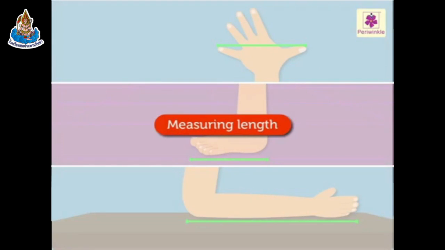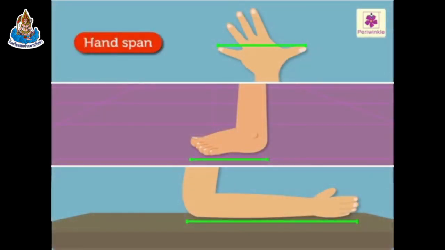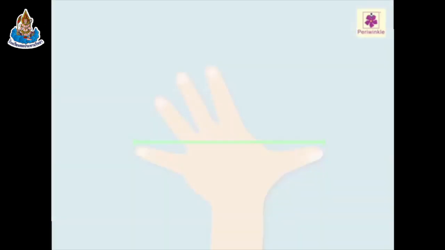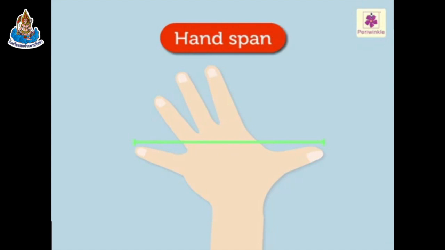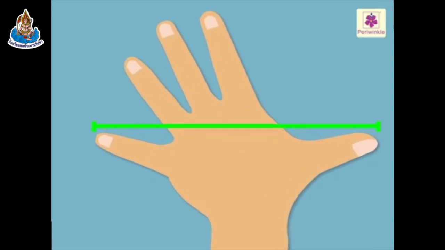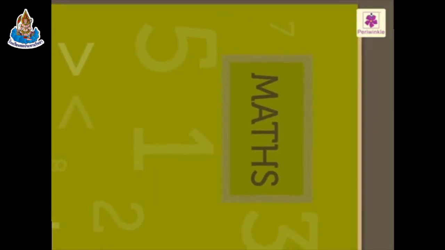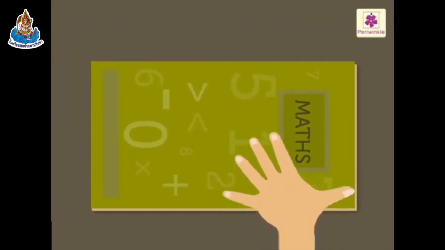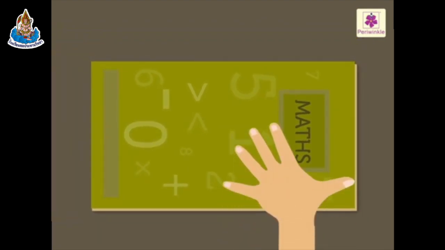Measuring length. We can use the handspan, the footspan, or the cubit to measure smaller lengths. What do you mean by handspan? Handspan is the distance from the tip of the thumb to the tip of the little finger on an outstretched hand. Lisa is measuring her maths textbook with the help of handspan.